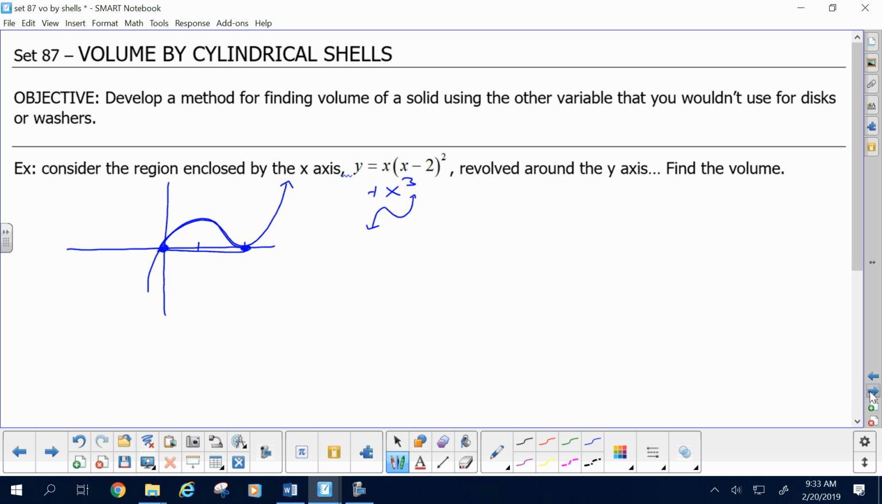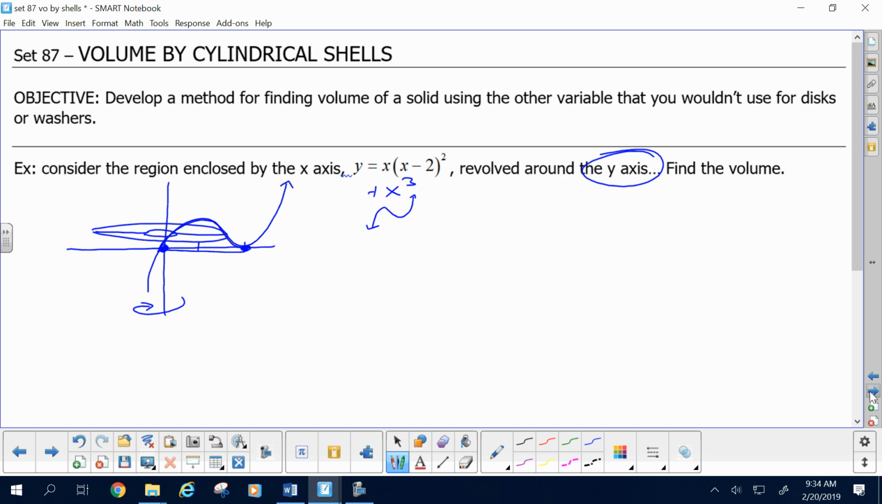Now, typically we were revolving that in Washer and Disk problems around the x-axis, but this says to revolve it around the y-axis. Right? When we revolved it around the y-axis, we used y as the variable, and the rectangles would look like that, and I'd get a washer. So you might think, well, why not just use y? Say you did it by a washer.